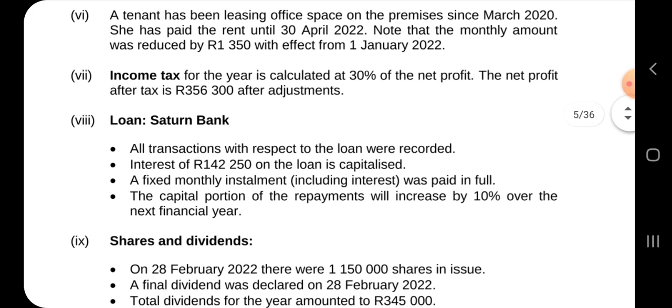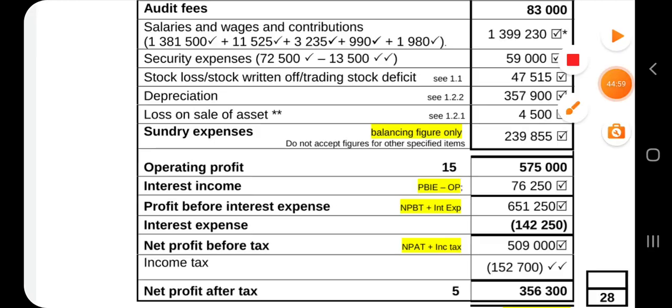Now we do income tax. Income tax for the year is calculated at 30% of the net profit, and the net profit after tax is 356,300 after adjustments. So when we come here, the net profit will be calculated on the amount of net profit before tax. That will give us 152,700 after you have done everything and you have calculated. But they have given you the net profit after tax. So that net profit after tax can be used.